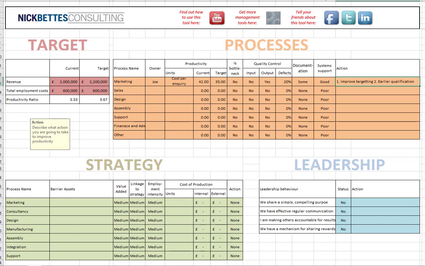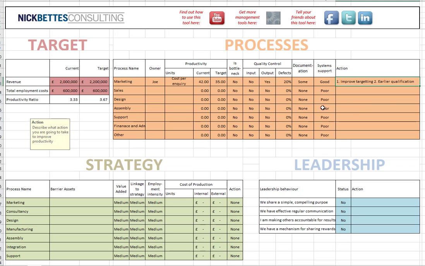So we're ending up counting them as inquiries when they shouldn't really be appearing. So there's our two actions for improving the marketing process to achieve our target of productivity improvement of £42 per inquiry down to £35 per inquiry, or more inquiries.